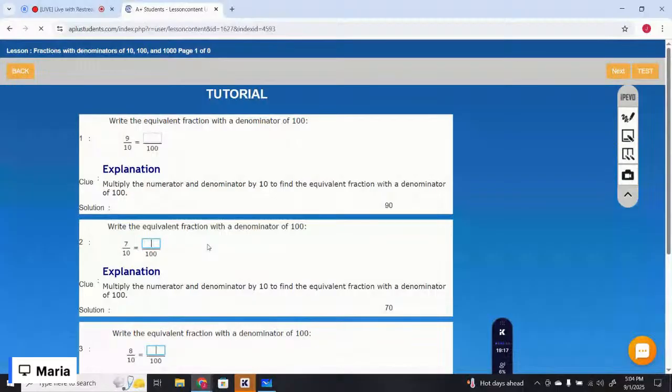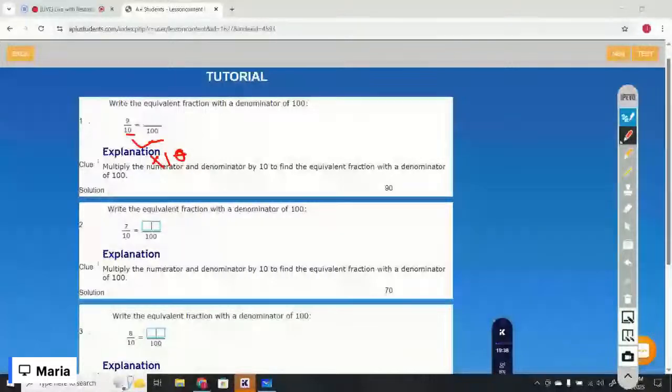Write the equivalent fraction with the denominator of 100. All the same number, right? So you need to multiply the numerator with a 10 as well. So 9 times 10 is 90. That is 90 over 100.